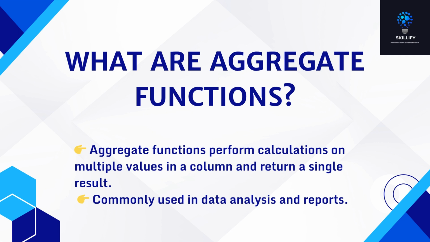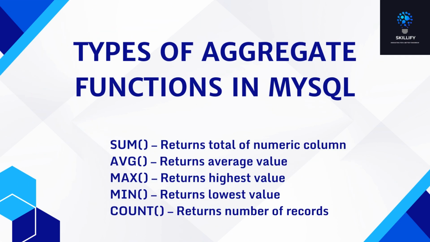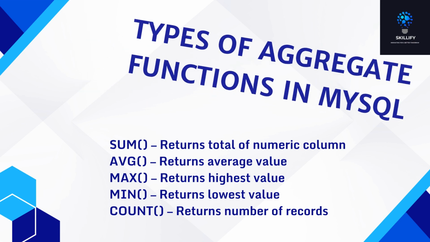Aggregate functions are built-in SQL functions that perform calculations on multiple values in a column and return a single result. They're widely used for data analysis and reporting. The most popular aggregate functions in MySQL are the SUM function, AVG function, MAX function, MIN function, and COUNT function.